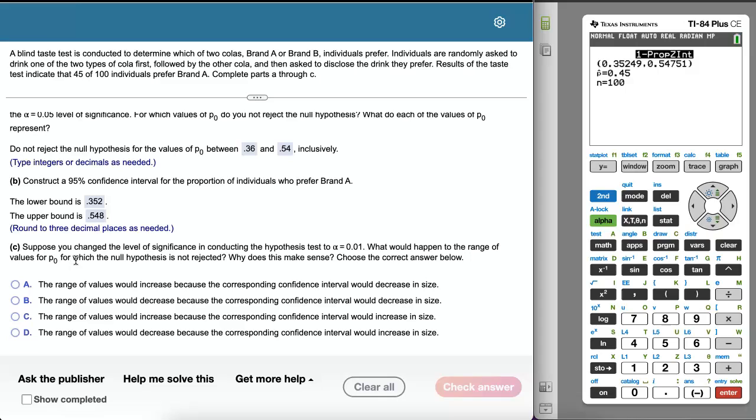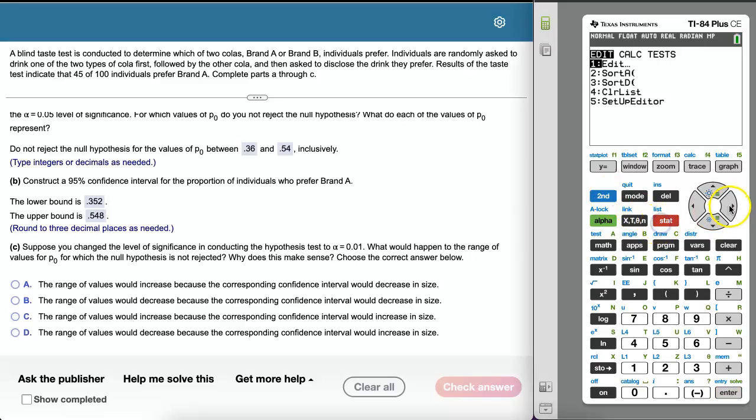In this last part, we're asked to change the significance level to make it even more significant, I guess you could say, because this is a smaller p-value, 0.01. It's the equivalent of a 99% confidence level. So what would happen to the range of values for p sub 0 for which the null hypothesis is not rejected? Well, you could go through pretty quickly here and determine that.